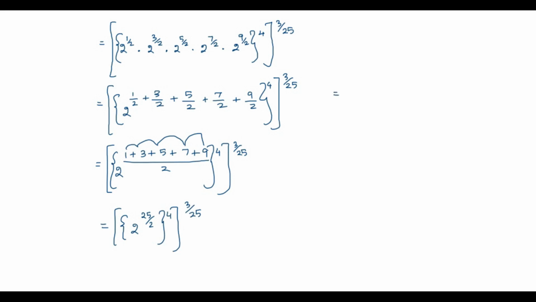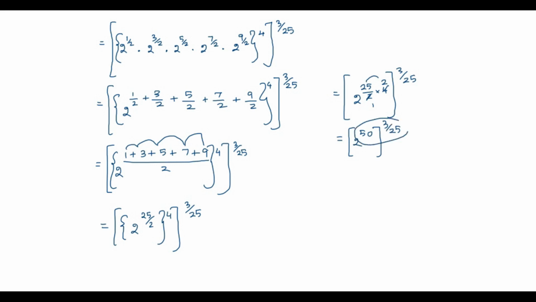Okay, here now we can multiply these two exponents, so we get 2 to the power of 25 divided by 2 times 4, whole to the power of 3 divided by 25. So 2 goes into 2 1 times, 2 goes into 4 2 times. So 2 to the power of 25 times 2 is 50, whole to the power of 3 divided by 25.